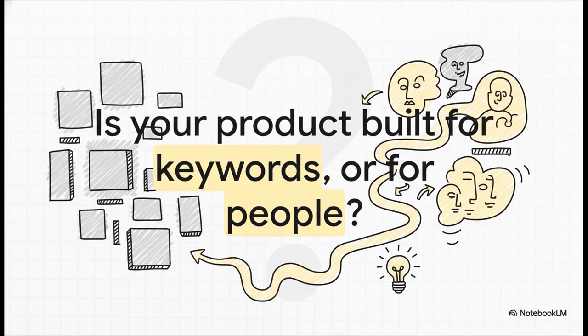Which, really, leaves us with one final, and I think crucial, question for anyone building software today. And it's right there on the slide. Is your product built for keywords, or is it built for people? Are you still forcing your users to think like a machine? Or are you finally building a machine that can think a little bit more like your users?